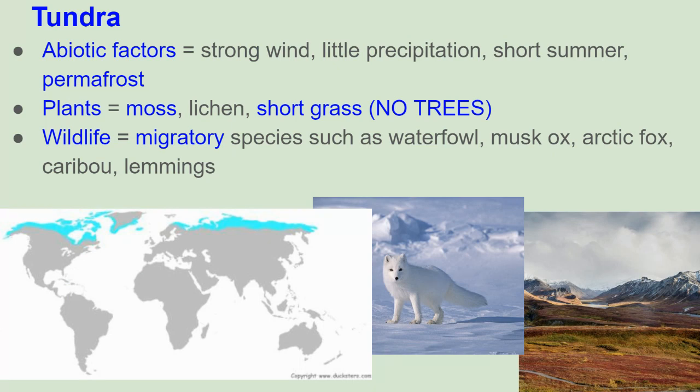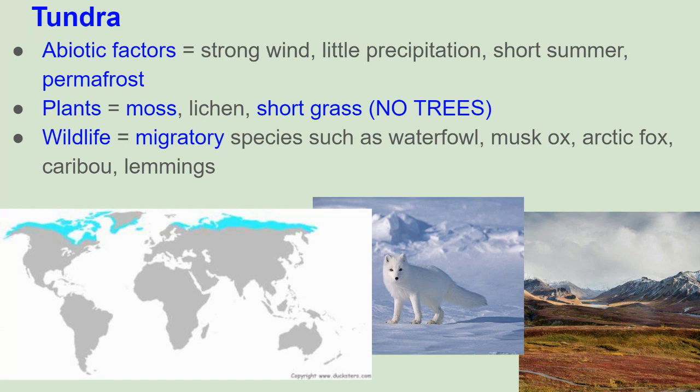about abiotic factors, which are non-living things, plants, and wildlife for each of the different biomes. So the main abiotic factor, or non-living thing, that exists in the tundra that is most important or notable is permafrost. What that means is the soil is pretty much frozen all year round and it doesn't thaw. There's also strong wind and not too much precipitation like snow going on here. And they do have a very short summer.